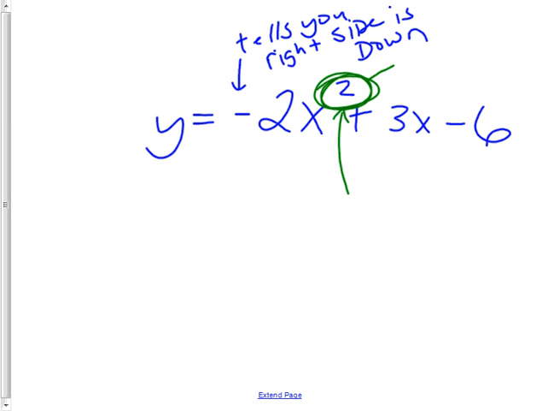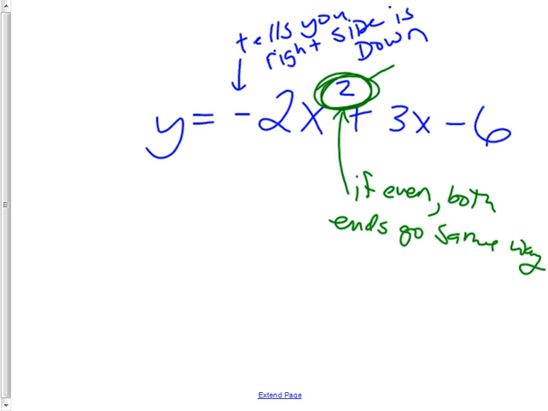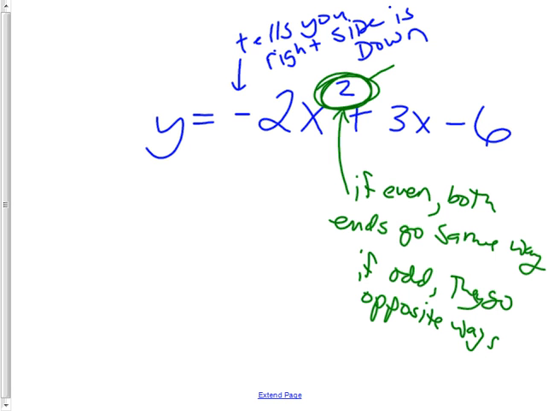Here, I'll go like this. If even, both ends go same way. If odd, they go opposite ways. All right, that's one of the most important things that you need to learn for today and for the rest of this chapter.